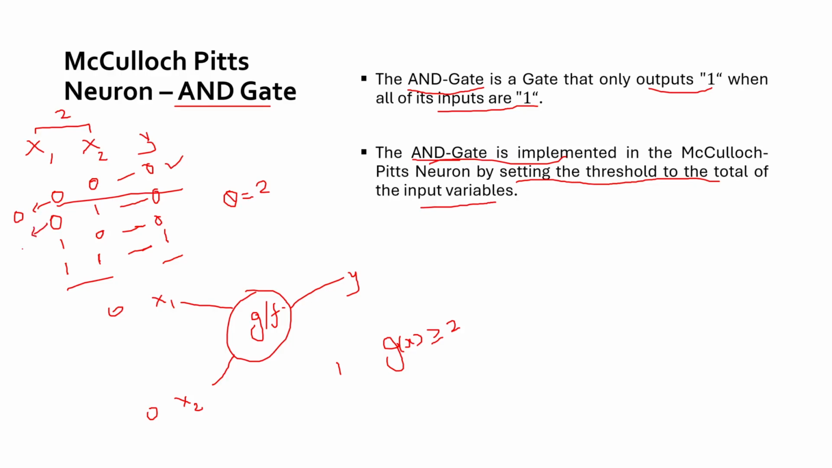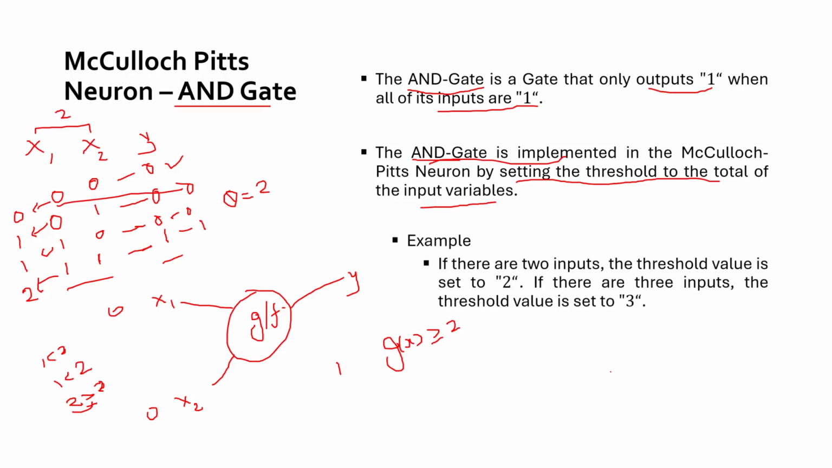And here when you add 0 plus 1, it is 1, and 1 is less than 2, so you will get output 0. Here in this case also, 1 plus 0 is 1, and 1 is less than 2, so you will get the output 0 by the McCulloch-Pitts neuron also. But in this case when both the inputs are 1, 1 plus 1 is equal to 2, and 2 is greater than or equal to 2, yes, 2 is equal to 2, so then you will get the output 1.